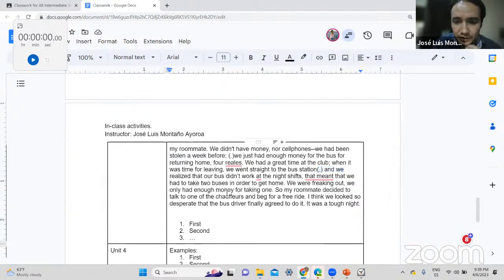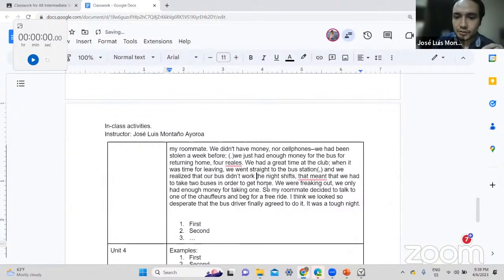That our bus didn't work, right? At the night shifts, okay? Because you're talking about the shifts, this is not related to the night itself. That's why we're not going to use this one, and because it's just a plural general idea, all right?